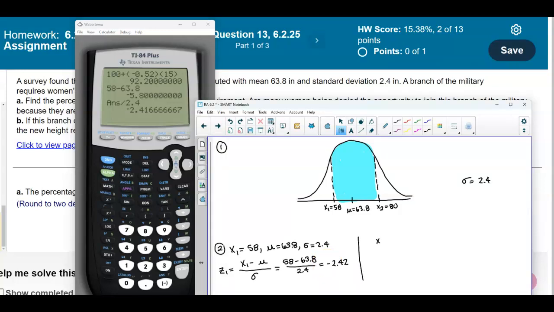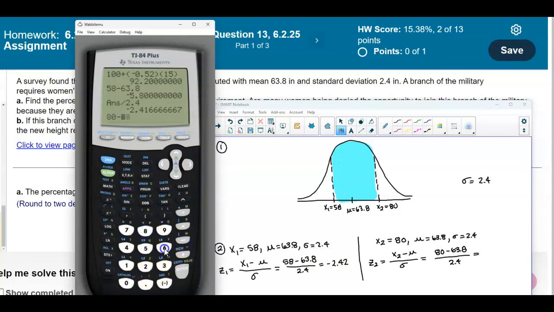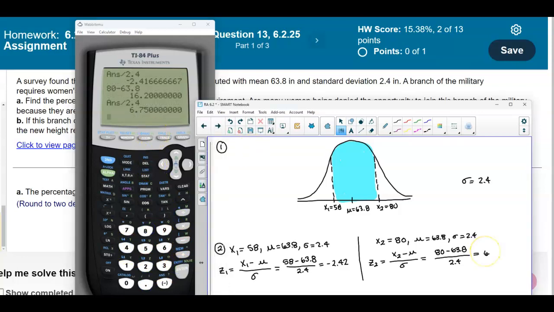Now let's find the z-score for x2, which is 80. Again, we know the mean is 63.8, and the standard deviation is 2.4. So using that formula for z2, we take x2 minus the mean divided by the standard deviation. So 80 minus 63.8, and then we divide that by 2.4, and that gives us 6.75.